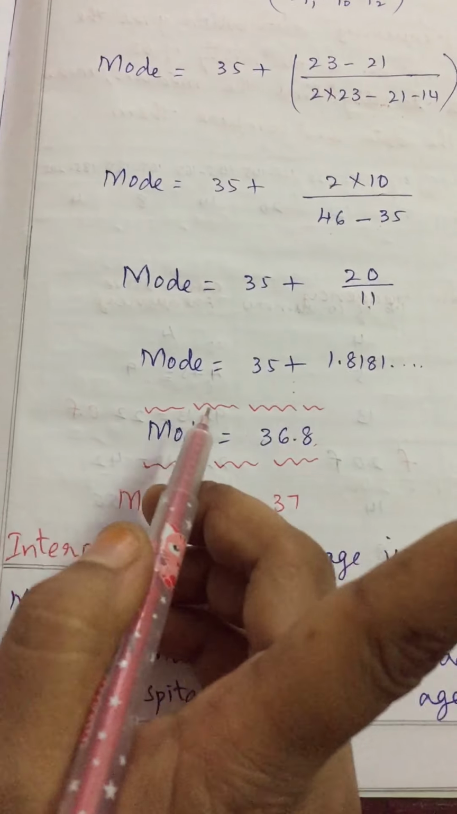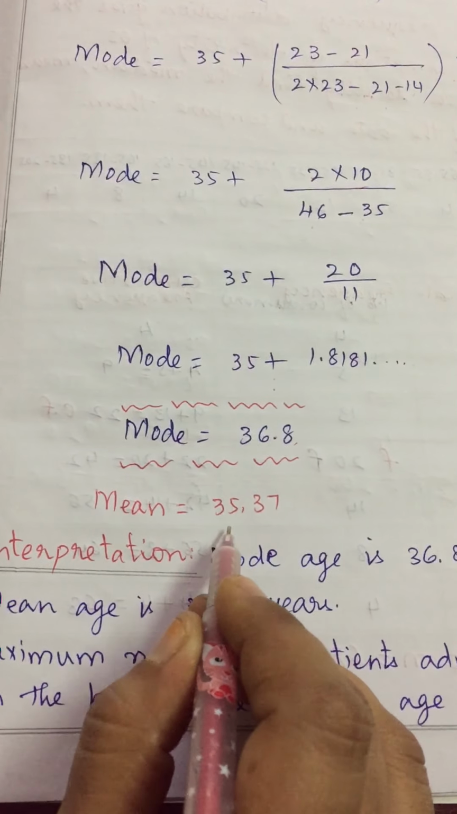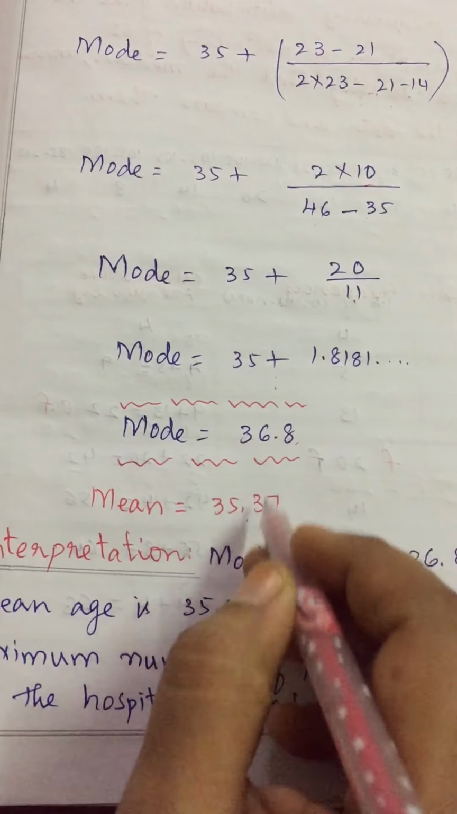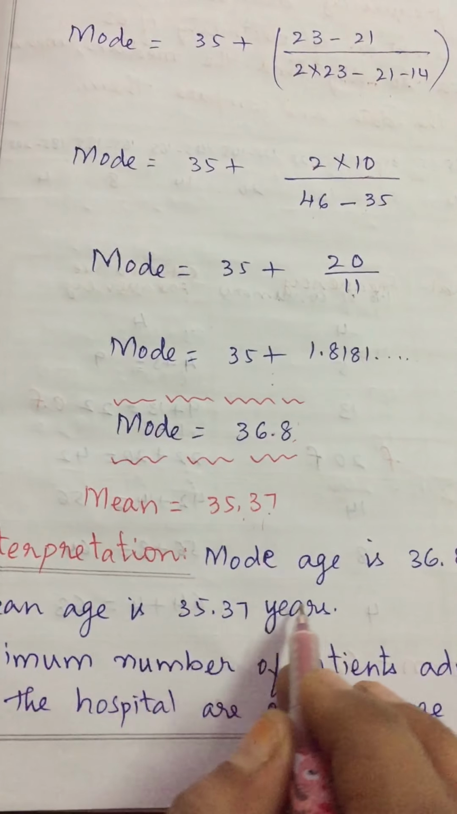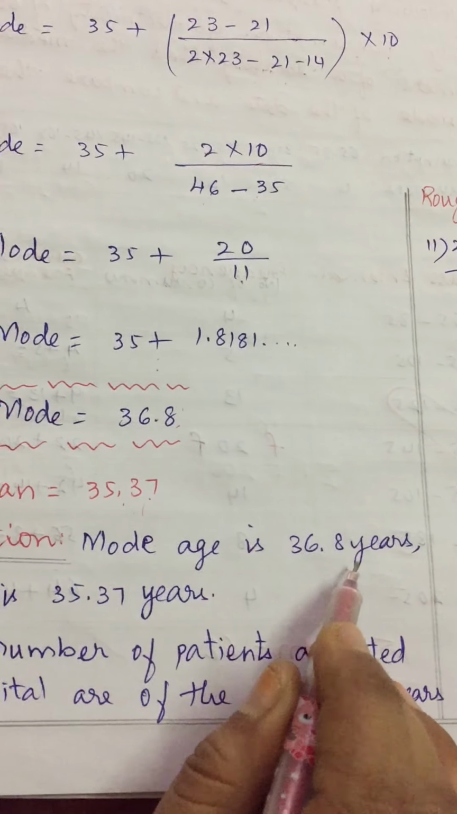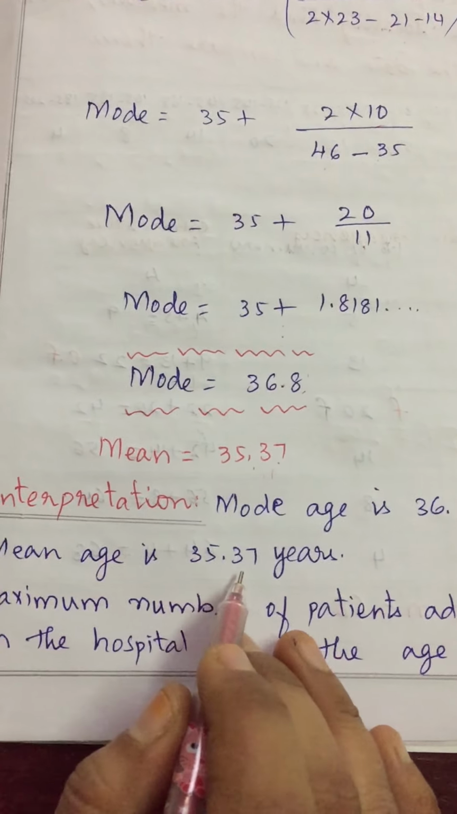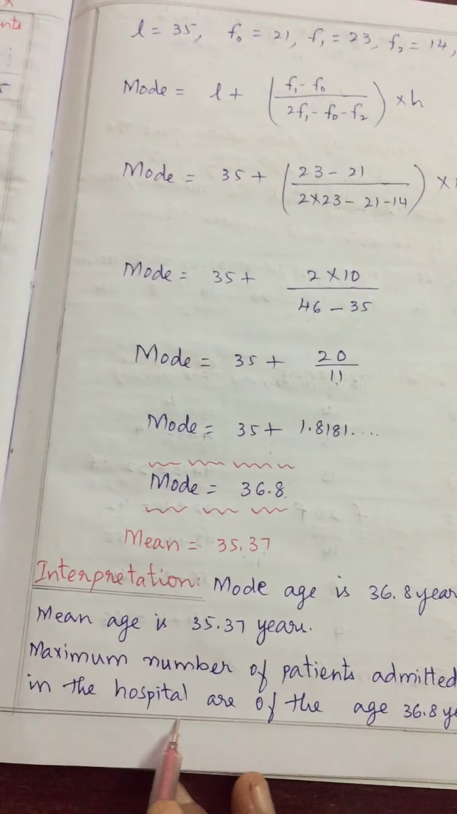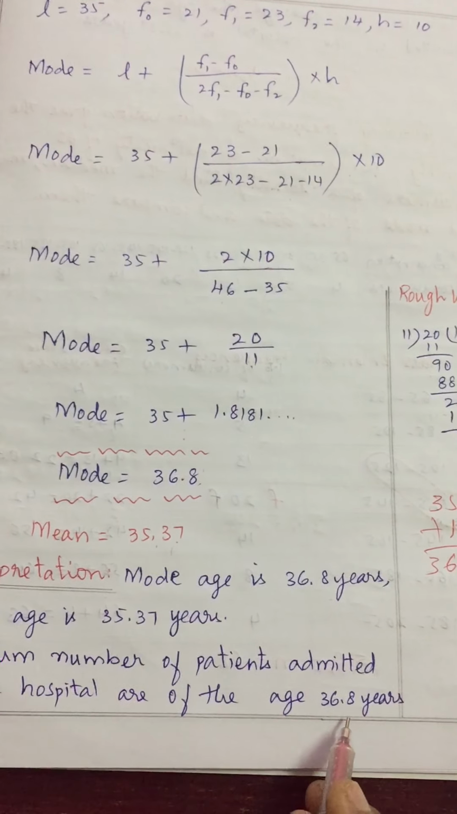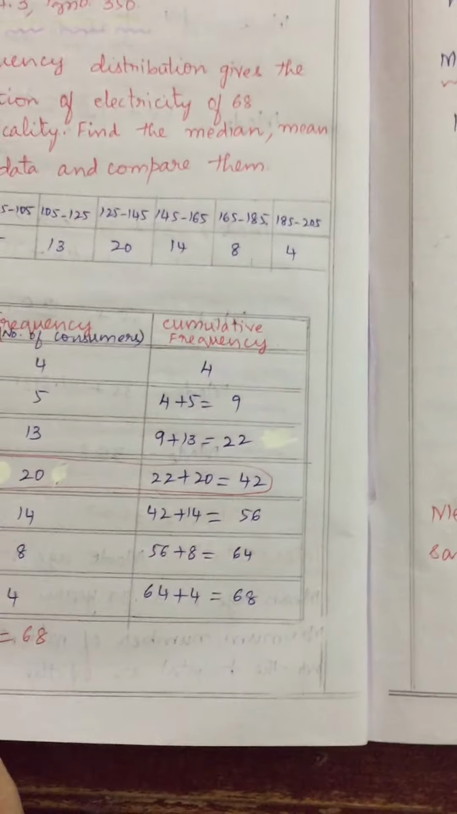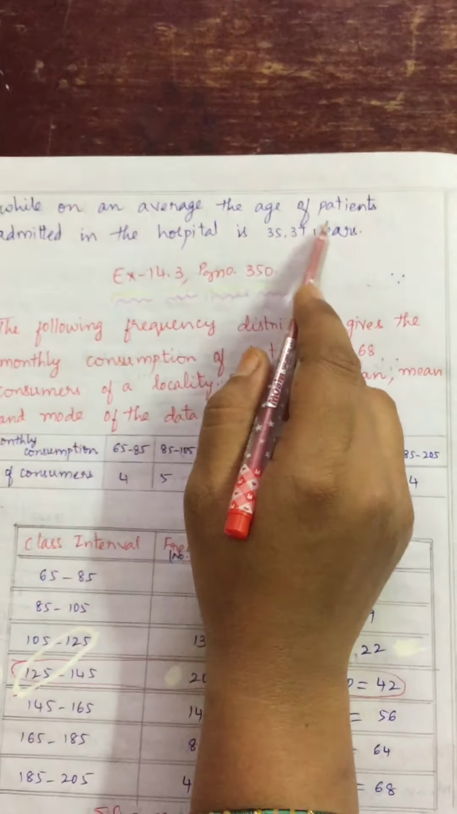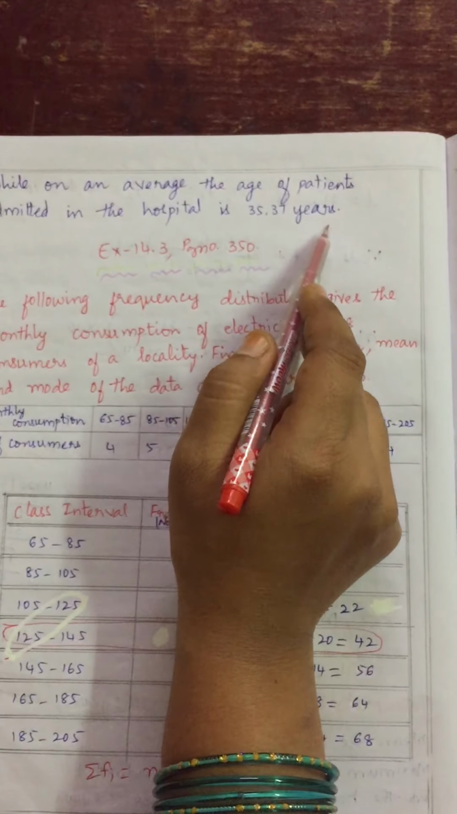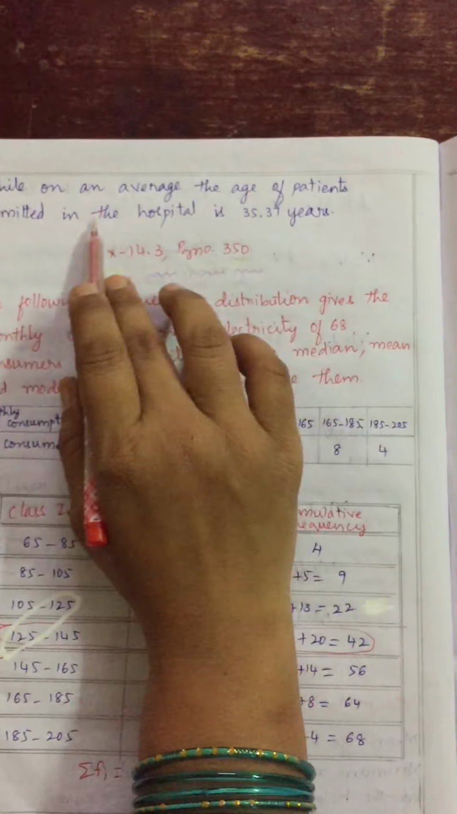Am I clear? When you find the mean, you will get it as 35.37. So the question said to compare these two. The mode age is 36.8 years, and the mean age is 35.37 years. That means the maximum number of patients admitted in the hospital are of the age 36.8 years, while on an average, the age of patients admitted in the hospital is 35.37 years. Am I clear, children? It said compare, so we are comparing here.